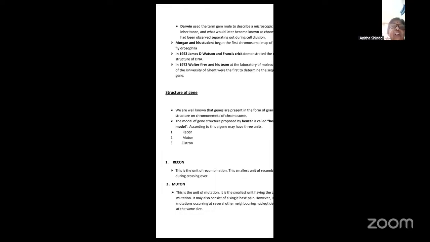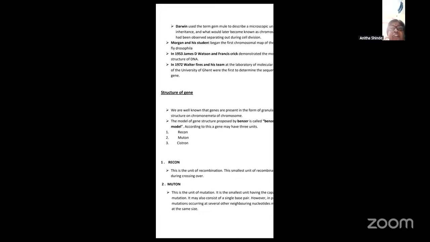Now coming to the structure of the gene. We all know what genes are. They are present on the chromosome at a specific point called the locus. The genes are present in the form of a granular structure on the chromonemata of the chromosome. You all know what chromonemata is.